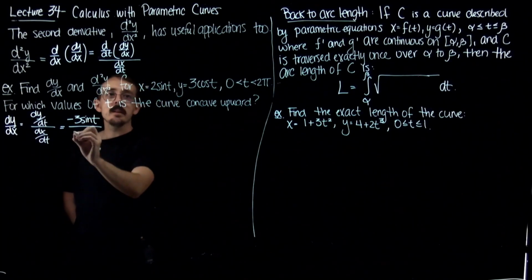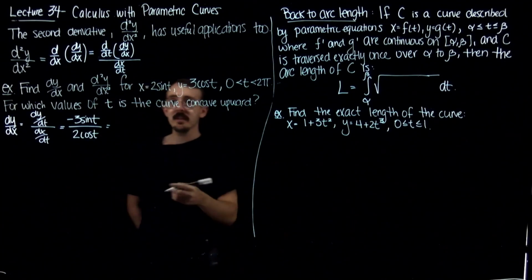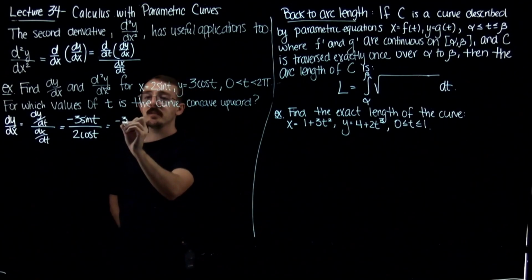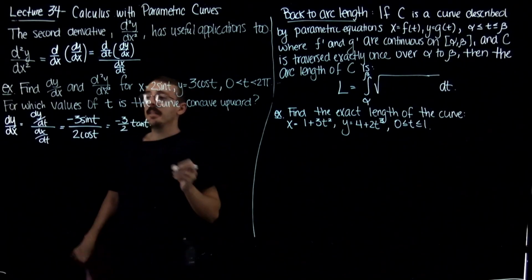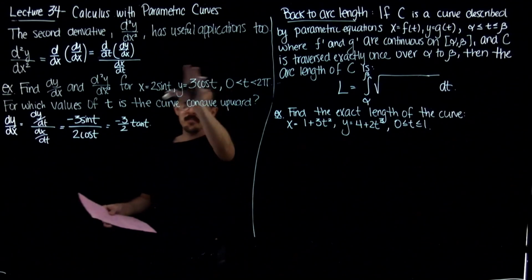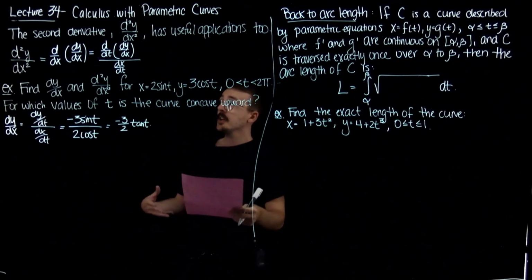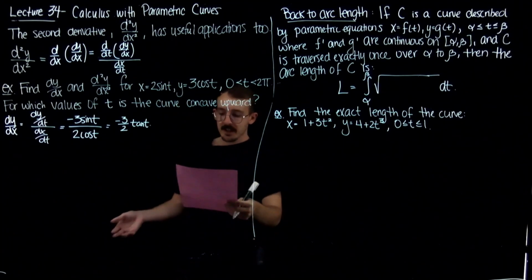Well, that's going to be 2 cosine of t. So the first derivative, if I just take my sine over cosine here, is going to be negative 3 over 2 times tangent of t. And this is the first derivative of the parametric curves here. So now let's go ahead and develop the second derivative.